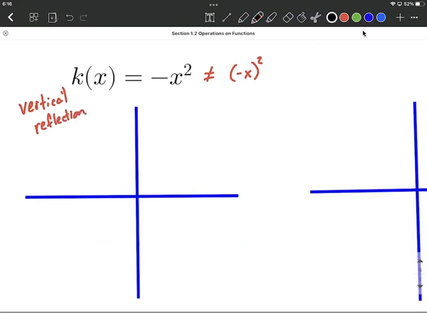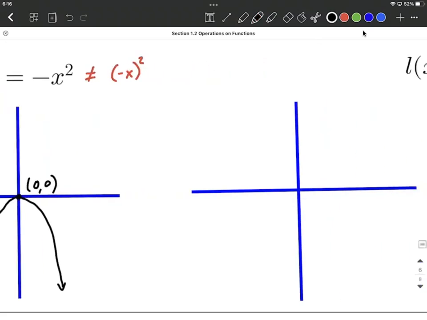So that x squared graph, all of the y values have become negative, and it's going to face downwards like this as opposed to the original that faced upwards. It's still going to have a highest point here, in this case at 0, 0, the origin, but the whole thing's been flipped upside down.